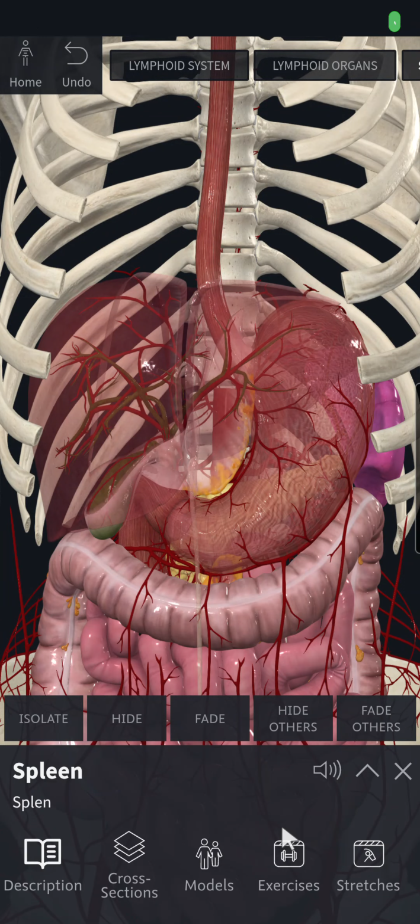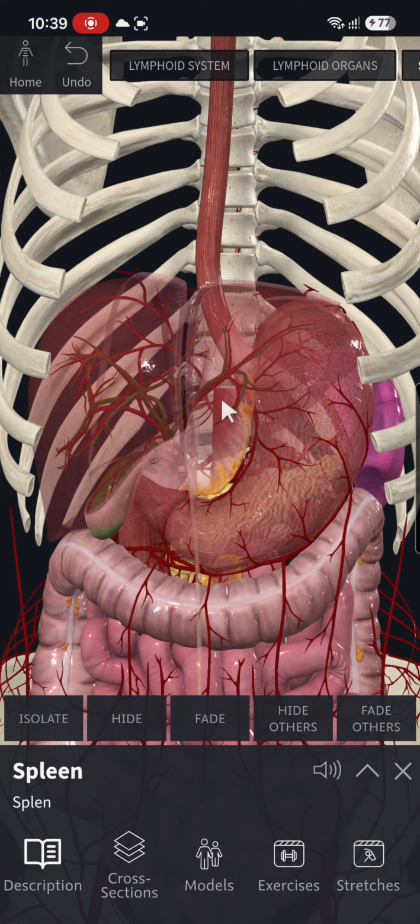Today we're going to talk about the abdominal aorta and its branches. So here, this is the beginning of the abdominal aorta. It pierces the diaphragm at the level of T12, while the esophagus pierces the diaphragm at the level of T10. So these are important levels that we need to memorize.